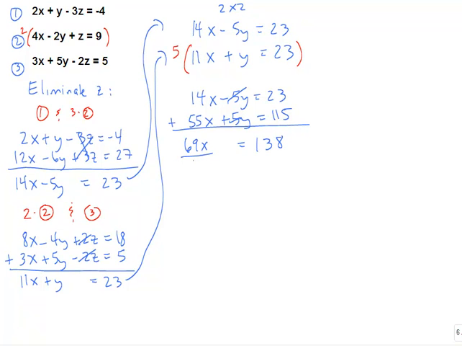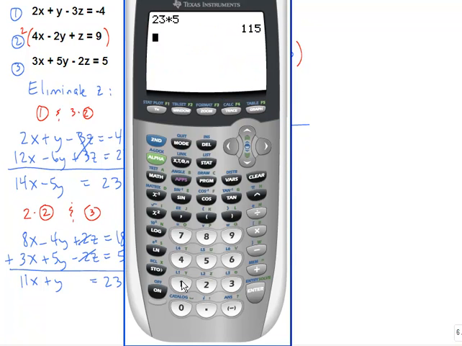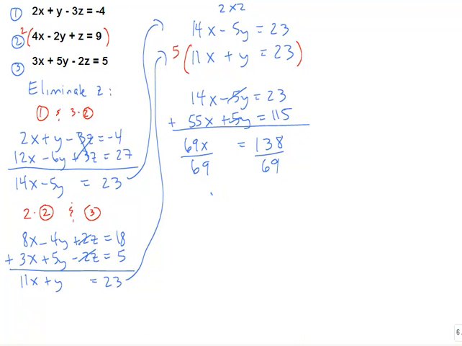And then if I divide both sides by 69, 138 divided by 69 gives me 2, a nice whole number. So x must be 2. That's going to go over here in my 1 by 1 system. Now if I know x, what variable must I find next? If you look back at your 2 by 2 system, it only had x's and y's in it. So since I know x, I'm going to have to find y.